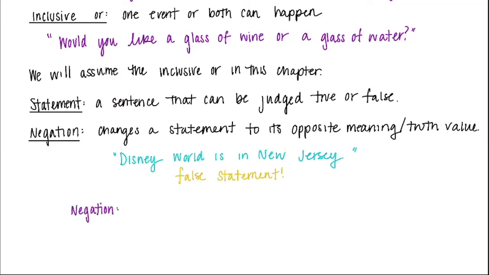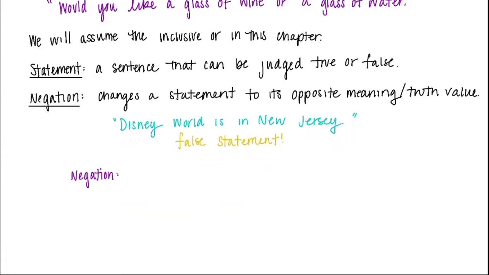But I don't want to completely change the sentence. Like, I don't want to change any of the subjects. Disney World, New Jersey should still be in there. What I want to do is add something to change the value to true. So its negation is going to add a single word. Disney World is not in New Jersey. That is the exact opposite of what the statement says before. And what it does is it turns it into something that is a true statement.